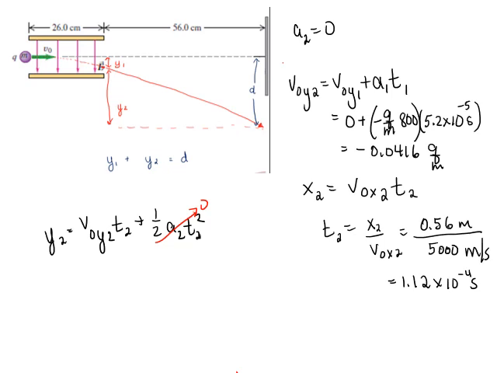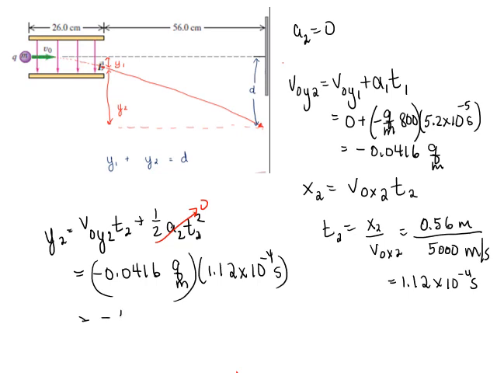Okay, let's put these two guys together. y2 is equal to minus 0.0416 times Q over M times t2, which is 1.12 times 10 to the minus 4 seconds. Multiply those guys to get minus 4.6592 times 10 to the minus 6 Q over M. Okay, we've got our y1, we've got our y2, we know our d. Let's find our Q over M.